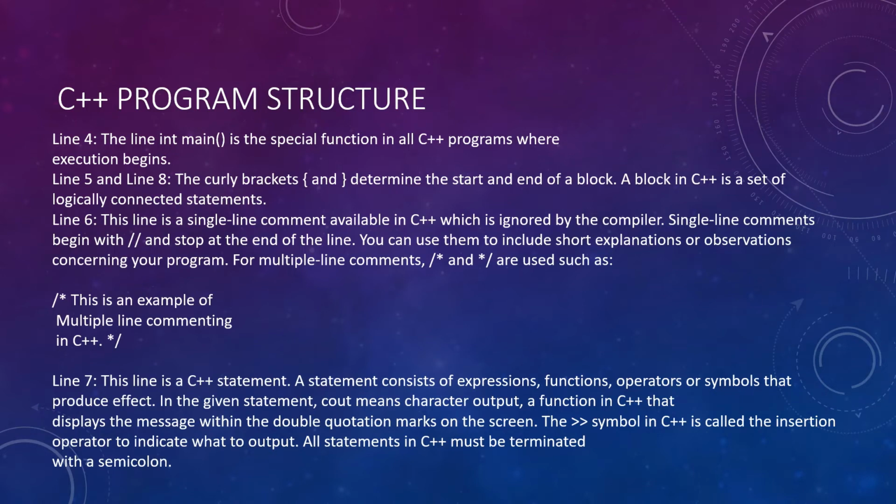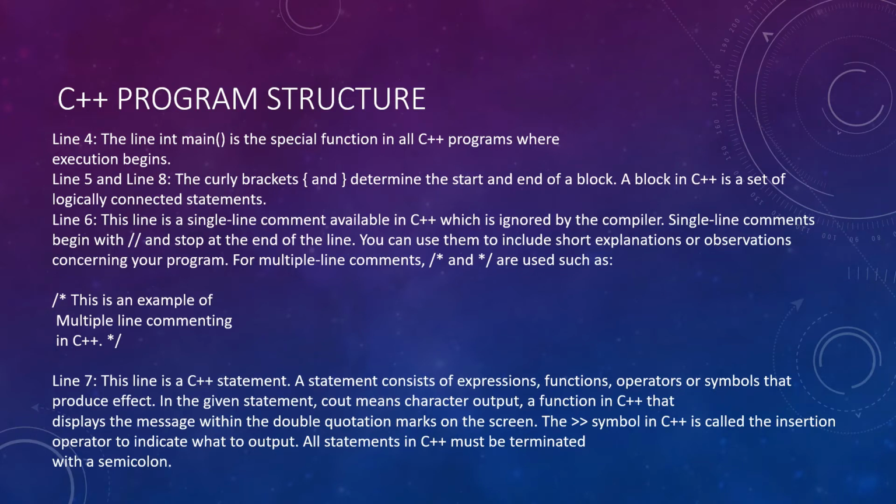A block in C++ is a set of logically connected statements. Line 6. This line is a single line comment available in C++, which is ignored by the compiler. Single line comments begin with double slash and stop at the end of the line. You can use them to include short explanations or observations concerning your program.